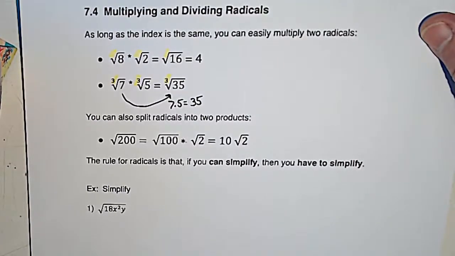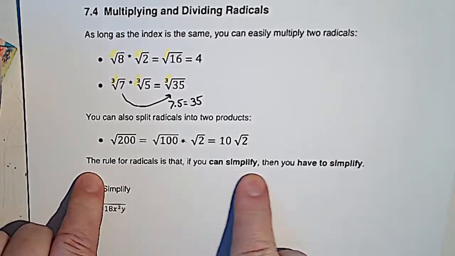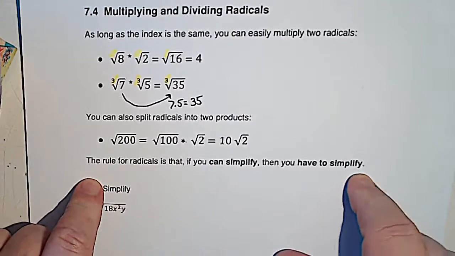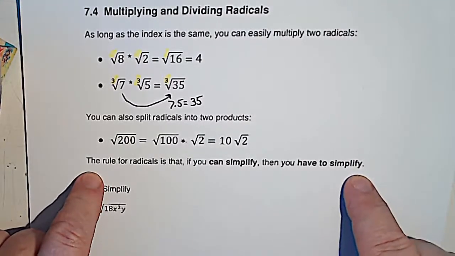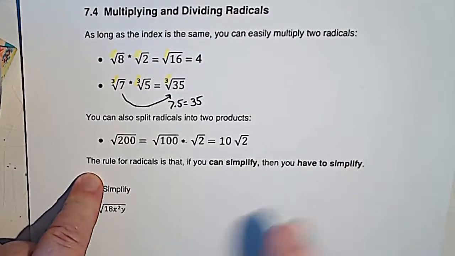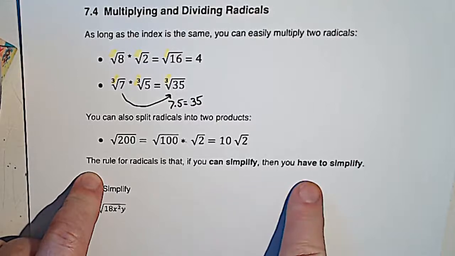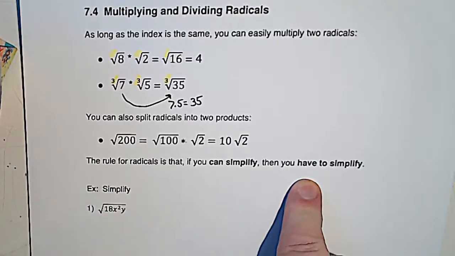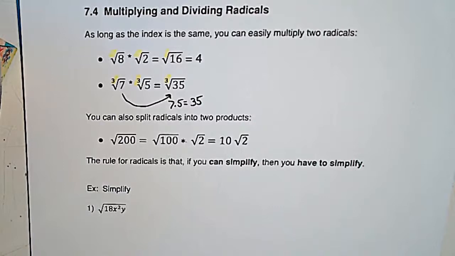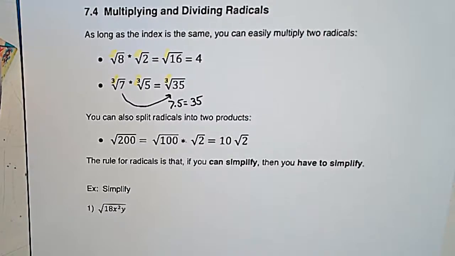And also we've got this little tiny line. It looks so cute, so adorable sitting there, like it couldn't hurt anyone. This is the most evil, horrible sentence in radical land. The rule for radicals is that if you can simplify, you have to simplify. So radicals are just like fractions. If you can reduce a fraction, you're required to reduce it. If you can simplify a radical, you're required to simplify it. Yay, isn't that exciting? Don't we love that?